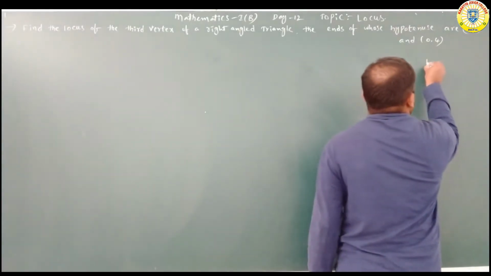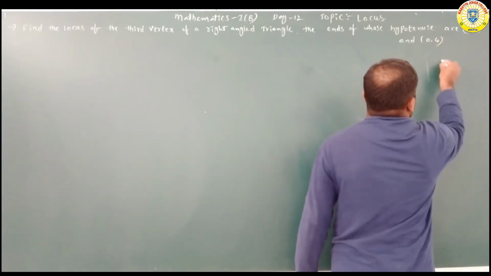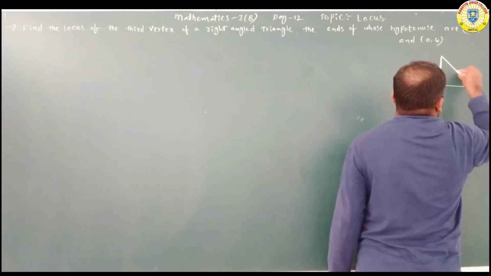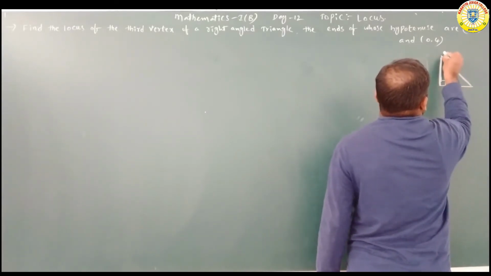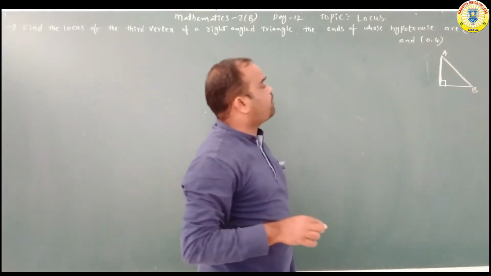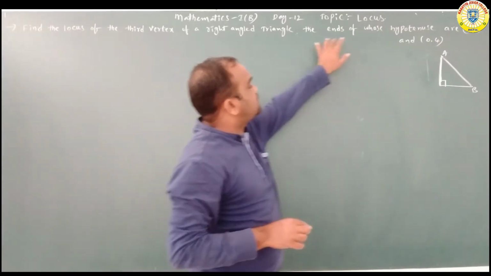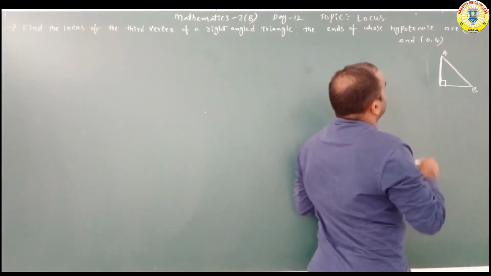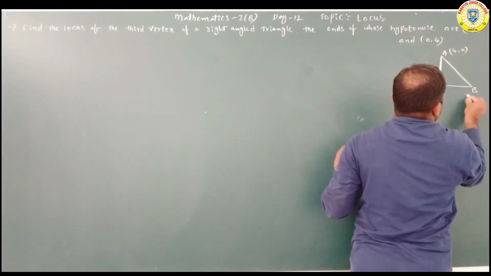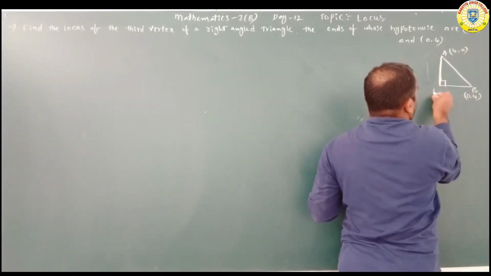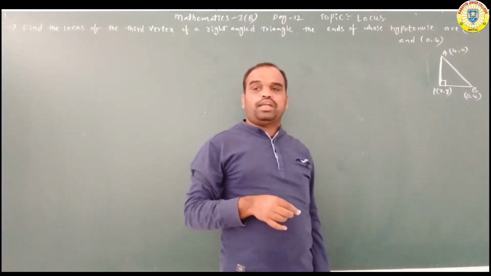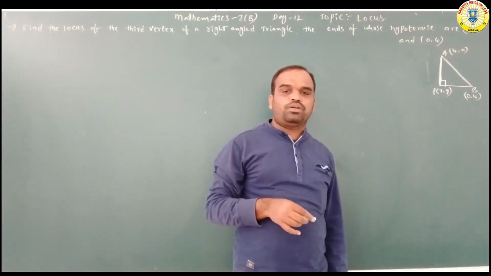Okay now, the ends of the hypotenuse are given. We are taking this as the right angle triangle. So A and B are the two ends of the hypotenuse. One end is (4, 0) and the other end is (0, 4). Here the moving point is P, where this is the right angle. P is equal to (x, y).